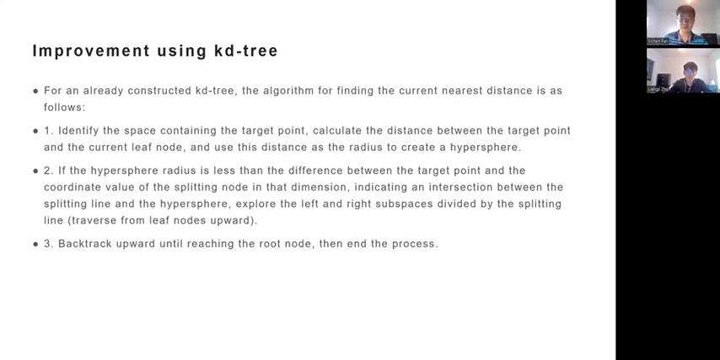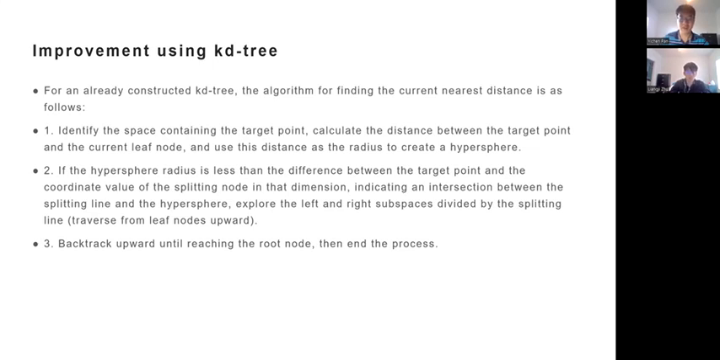For a KD tree which is already constructed, the algorithm for finding the current nearest distance is as follows. First, identify the space containing the target point. Calculate the distance between the target point and the current leaf node, and use this distance as the radius to create a hypersphere.